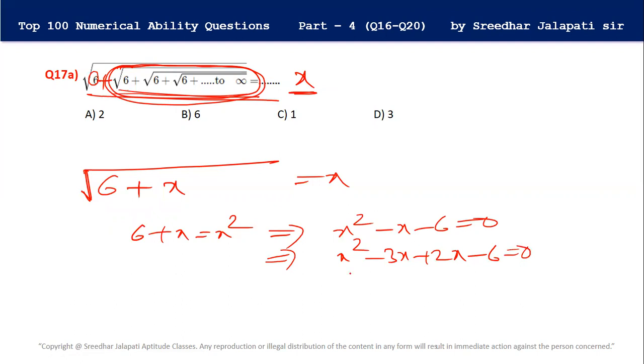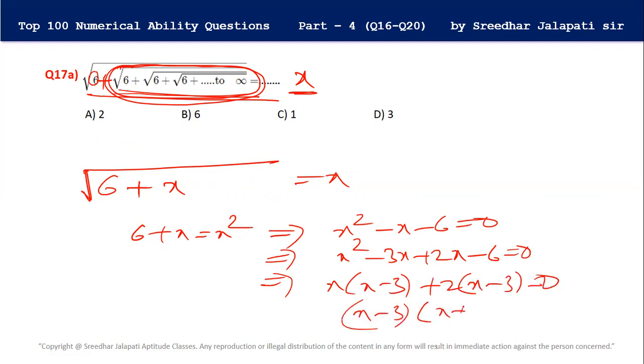I think you all know how to factorize the terms. If I take x common, and here if I take 2 common, it is x minus 3 into x plus 2 is equal to 0. So we'll get two values for x, 3 and minus 2. Since this is a positive expression, the value cannot be negative. So that's why we take only this value, that is x is equal to 3.